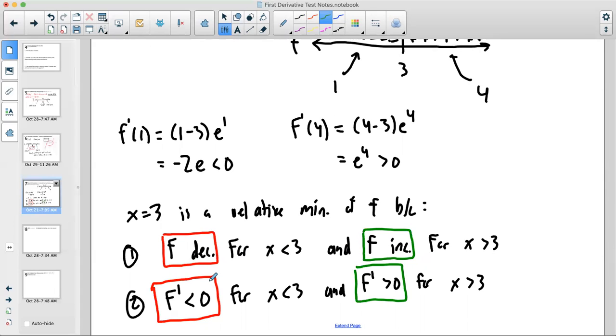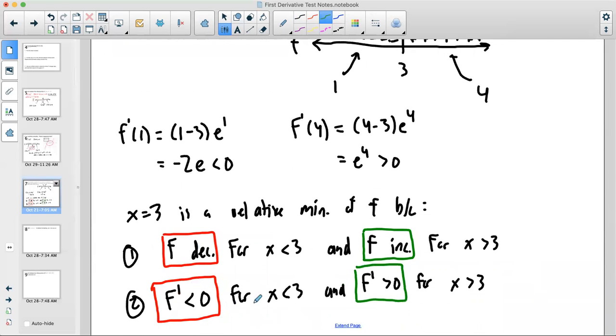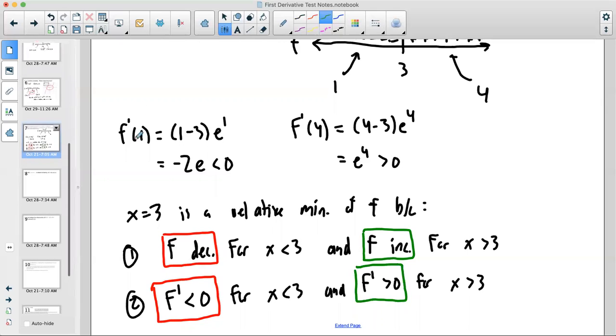What you can't say is f prime is decreasing and f prime is increasing, because that's a different statement. And you can't say f is negative and f is positive, because that doesn't actually tell me that it's a minimum. So it's got to be one of these two statements. Either talk about the function increasing or decreasing, or talk about the derivative being positive or negative. But you can't do it any other way. These are pretty much the only two ways to justify your answer.